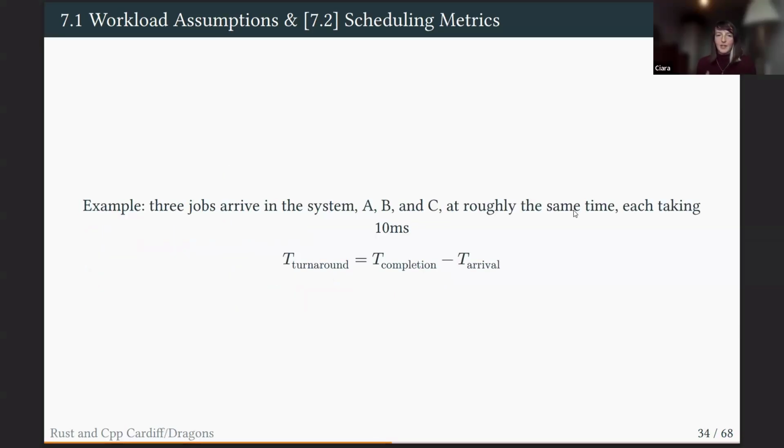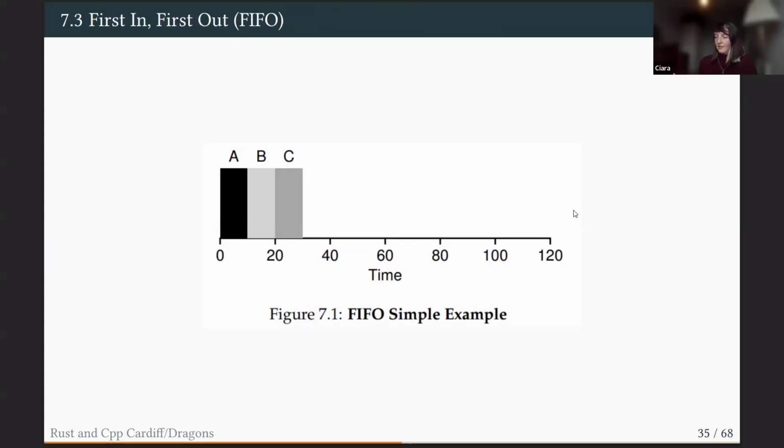But with those assumptions, we can now start to reason about them. So let's take the example of 3 jobs arriving in the system, A, B, and C, at roughly the same time, each taking 10 milliseconds. This is what that might look like if we did a first in, first out type model.